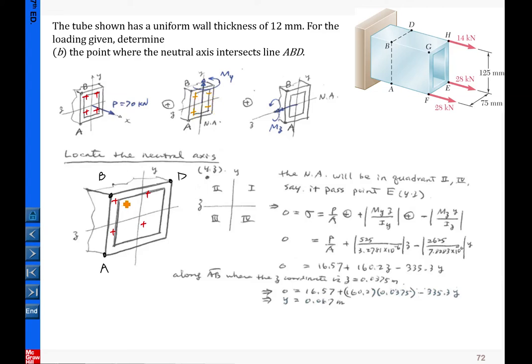So let me copy that one. Tension, compression. Okay. And then for this case, we can see that one is tension, compression. So tension, compression here. Okay.